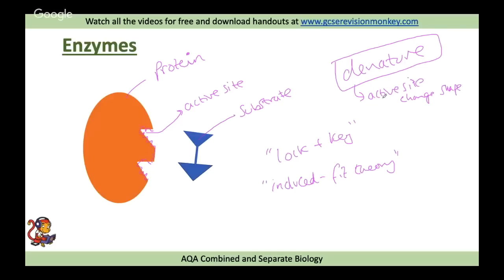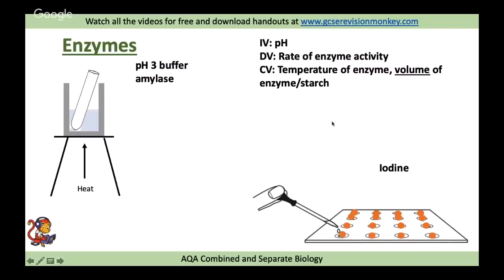And if the substrate can't bind, then it can't go in and be split, for example, from a large molecule into smaller molecules. Let's look at the practical then. This practical focuses on amylase. Amylase is an enzyme that breaks down starch into sugar.